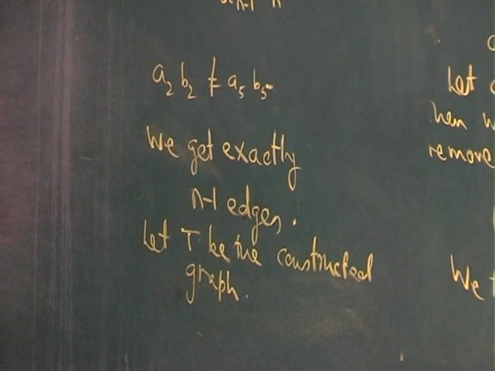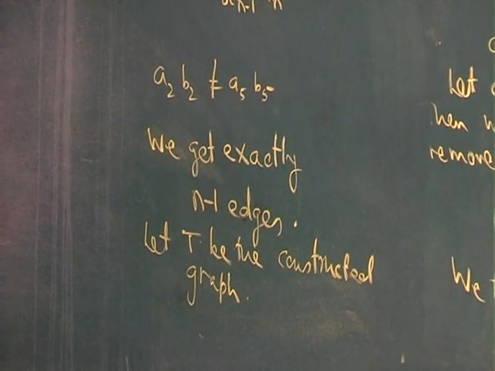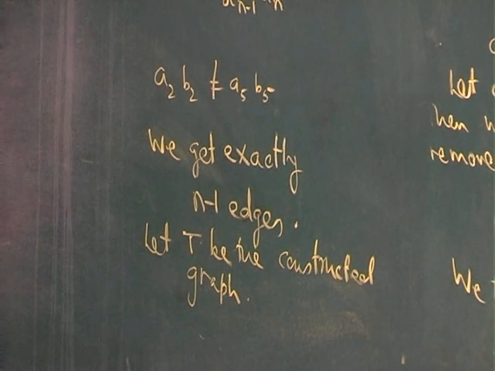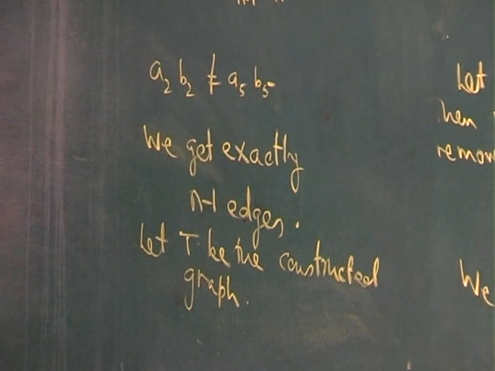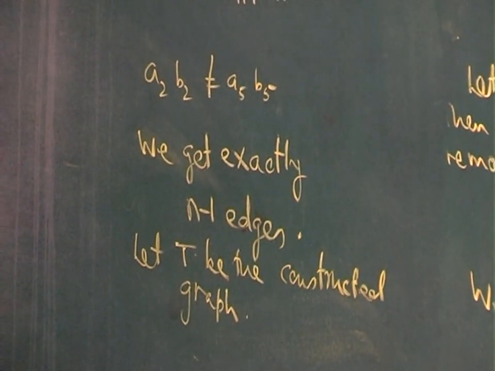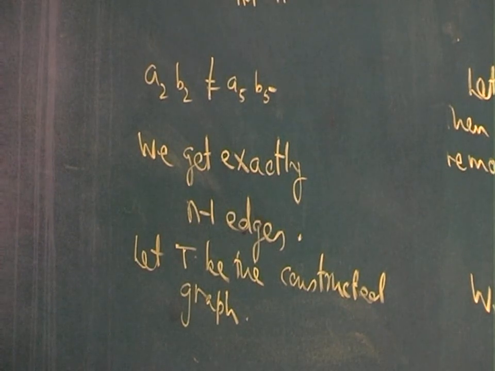So you have a graph in which you have n minus 1 edges. Yesterday we proved that if you have n minus 1 edges and there is no cycle, then it must be a tree. This is something that we proved yesterday. So that is what I want to use.